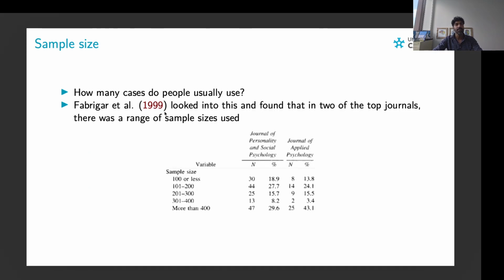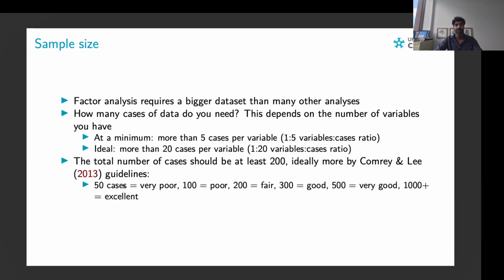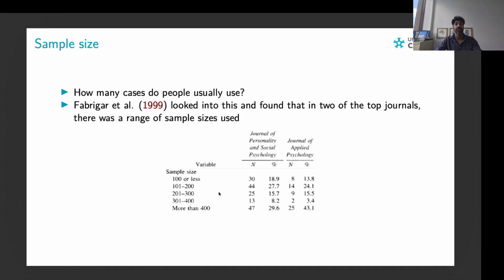So how many cases do people usually use is a good question. Fabrigar looked into this and found that in two of the top journals, the Journal of Personality and Social Psychology and the Journal of Applied Psychology, there was a range of sample sizes used. About 20% in one journal and 14% in the other used 100 or less. Keeping in mind that 100 is typically poor in this context, but it also depends on the variable to case ratio that's there.